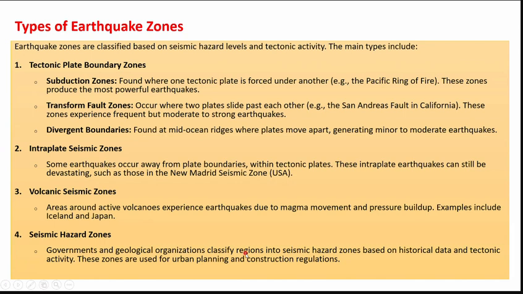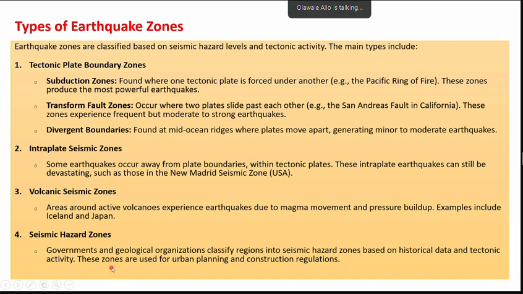They are classified into regions. Government and geological organizations classify regions into seismic hazard zones, because of historical data and tectonic activity. If a place has erupted before, we might not be too surprised that it will erupt again in the future. So those zones can be designated as seismic hazard zones.